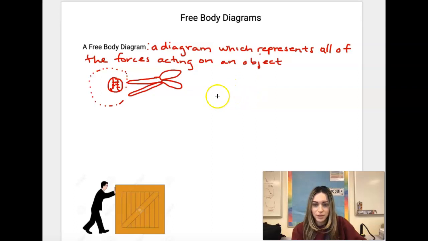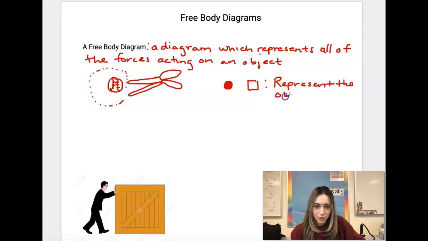To represent the object in a free body diagram, we can either use a dot or a square. These represent the object. It doesn't matter what the object is. It could be a person, a pair of scissors, a ball, or a box. Whatever the object is, we represent it with either a dot or a square. You never draw the actual object in a free body diagram.